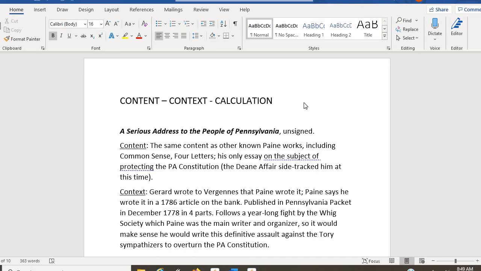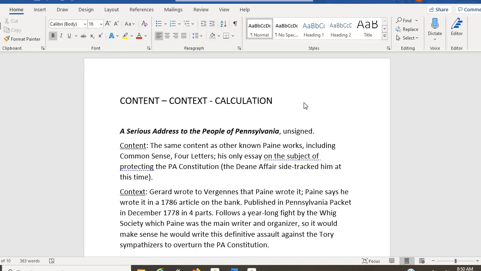However, we're going to use calculation to confirm. Maybe there was another writer that helped him. Maybe he claimed credit when he shouldn't have, which is unlikely, but we have to test. So this was published in the Pennsylvania Packet, the major newspaper that Paine worked with more than any, in December of 78 in 4 parts.